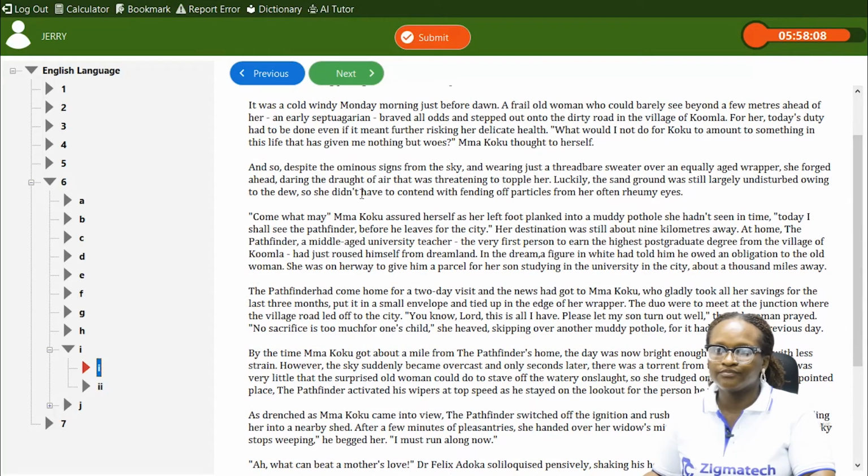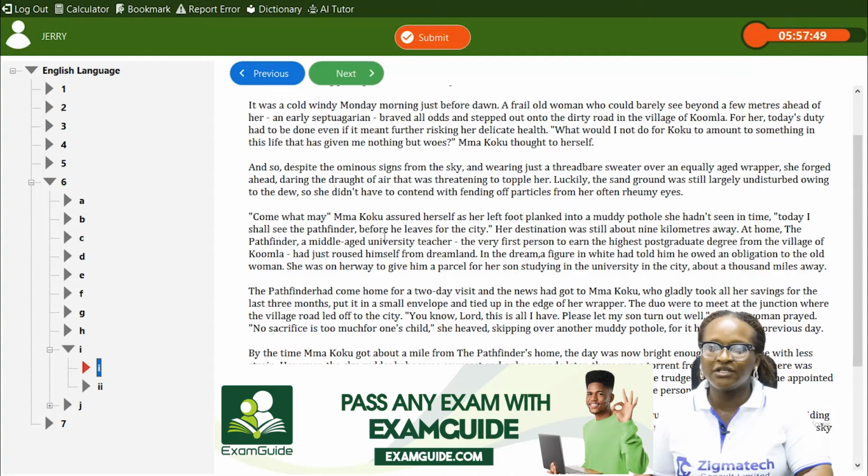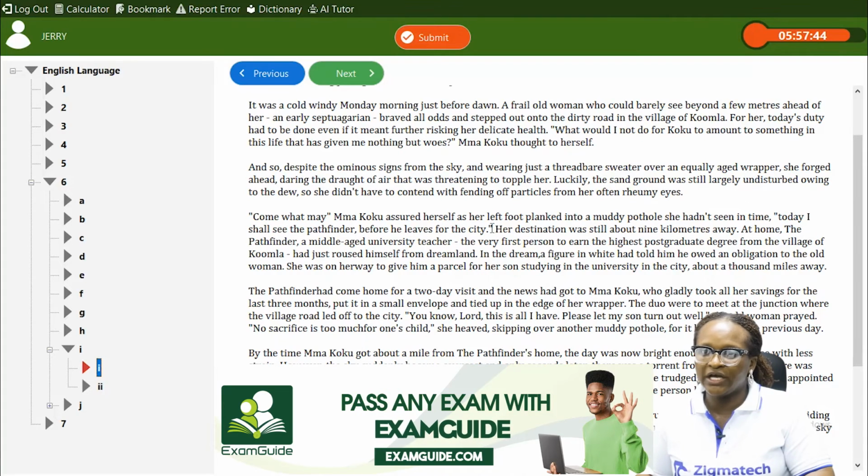Permit me, please. "So despite the ominous sky and wearing a threadbare sweater, she forged ahead, daring the drought of the air." Okay, it's obviously not there. "Come what may, muddy potholes, saying today I shall see the pathfinder." Oh, perfect. I said it is in the third paragraph. I should have read it before. All right, so this is it. This is what we are looking for.